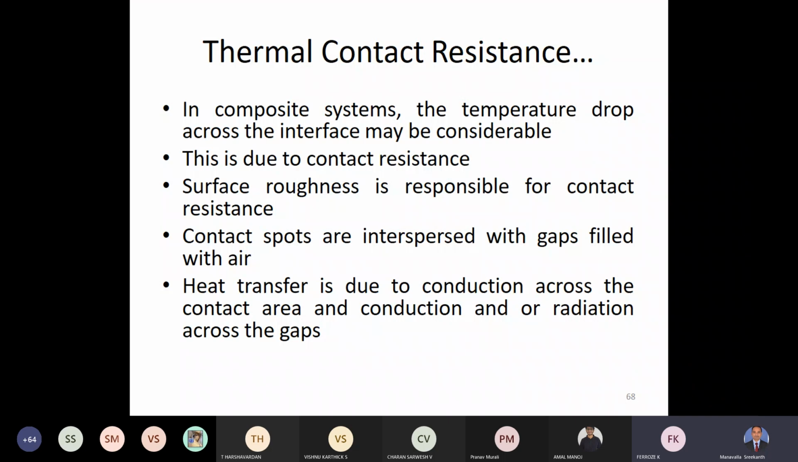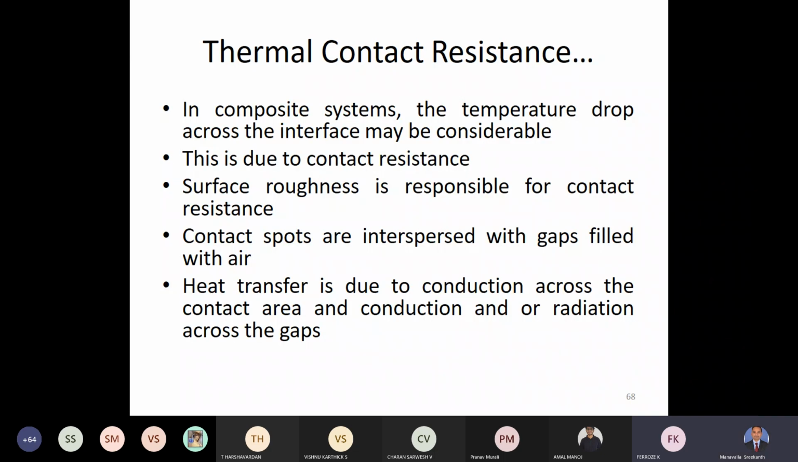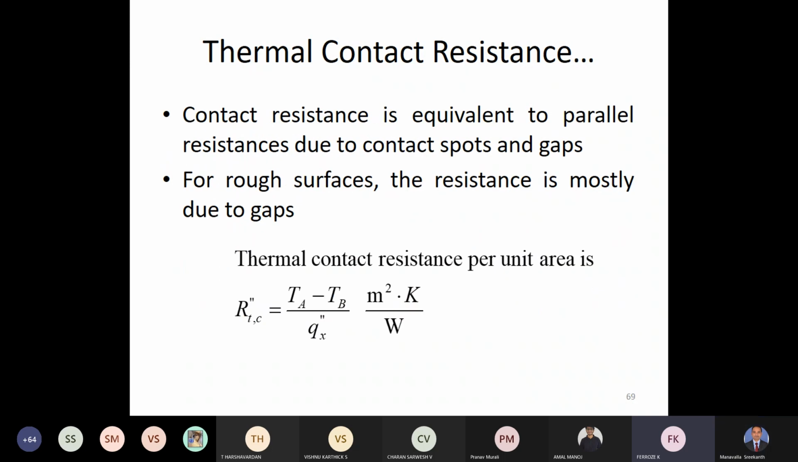Okay, so in composite systems, the temperature drop across the interface may be considerable. This is due to the contact resistance. So here we are considering this contact resistance. Surface roughness is responsible for contact resistance. When there is surface roughness, both the surfaces will not match and meet properly, and then contact spots are interspersed with gaps filled with air. So heat transfer is due to conduction across the contact area and conduction and radiation across the gap.